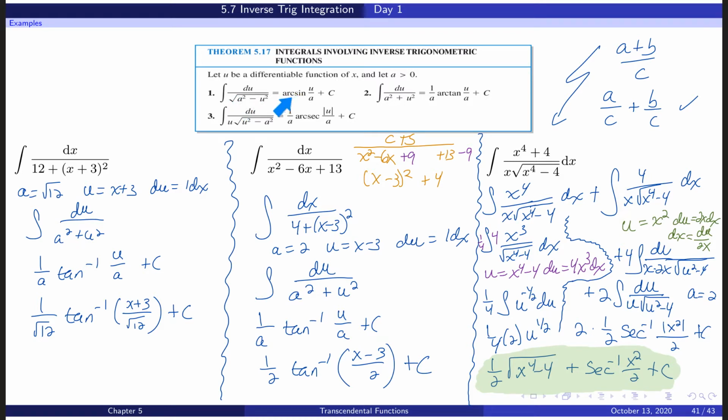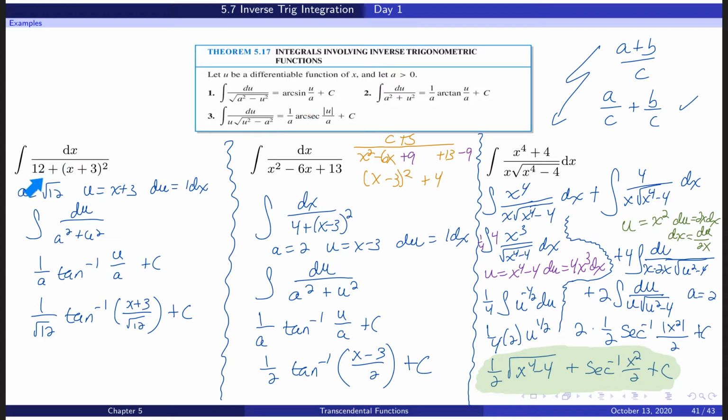If you see the antiderivative of du over the square root of a constant squared minus u squared, that's arcsine. If you see the antiderivative of du over a constant squared plus u squared, without a square root, just a squared plus u squared, that's arctangent. And then the antiderivative of du over u times the square root of u squared minus a squared is this. The 1 over a's in the front come from the chain rule, and then the absolute value is, again, that thing that's a little bit mysterious depending on how you define arcsecant.